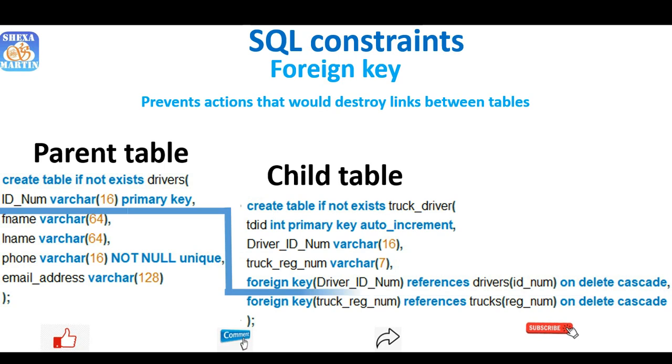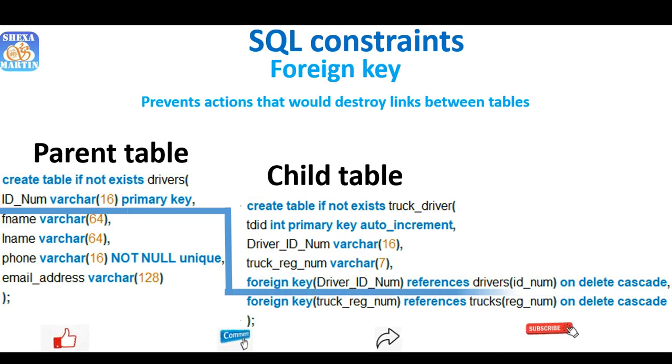If you want to delete a certain driver in the drivers table, you will need to delete any data related to that driver from the child table before you delete it from the parent table. To do that automatically, what you need to do is write ON DELETE CASCADE. I think I've said this in the previous lecture.